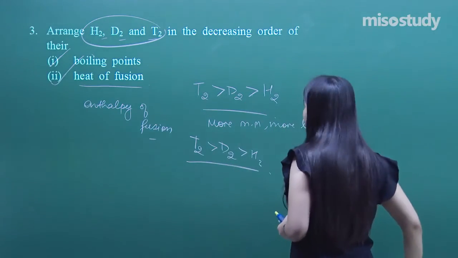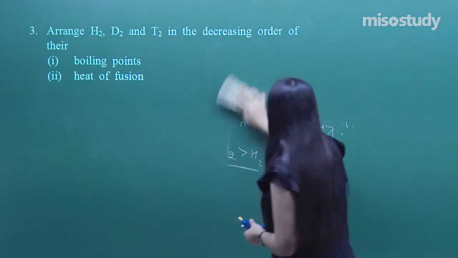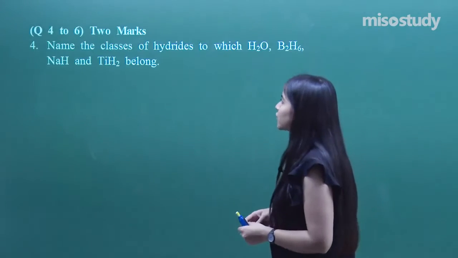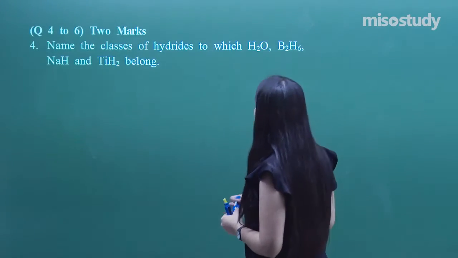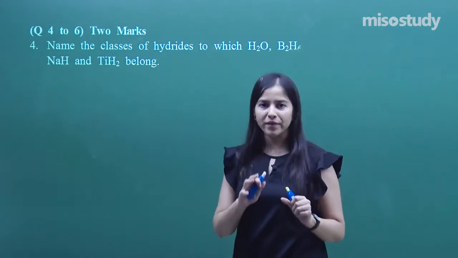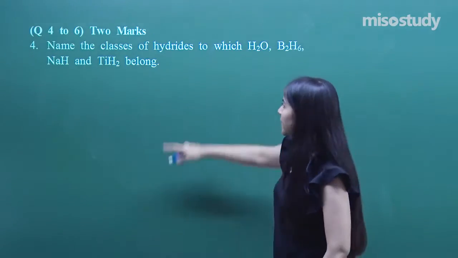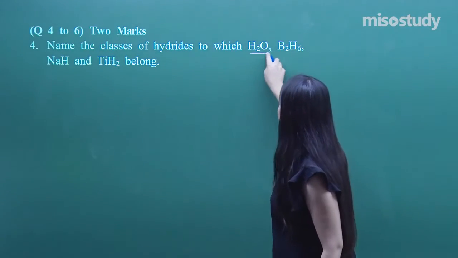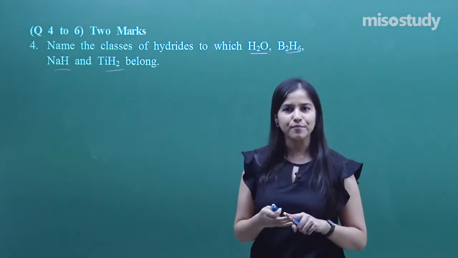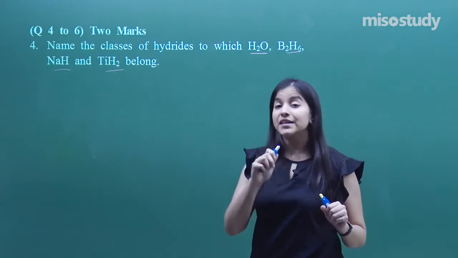Now let's move on to question number 4 then. Question 4. Now it's of 2 marks. Name the classes of hydrides. First of all, I would like to tell you, the hydride topic is very important. Questions can arise from this, fine. Name the classes of hydride to which these 4 belong, right? So they have given certain compounds. We need to classify, we need to differentiate between the different types of hydrides.